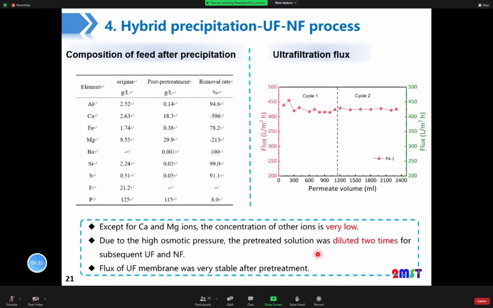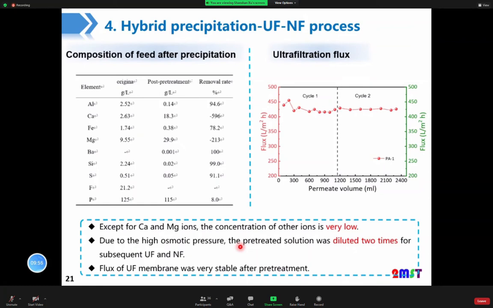Except for calcium and magnesium ions, the concentration of other ions is very low, as shown in the table. Due to the high osmotic pressure, the pretreated solution was diluted 2 times for subsequent ultrafiltration and nanofiltration.